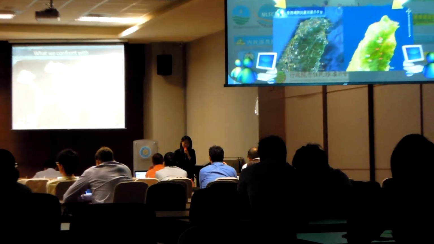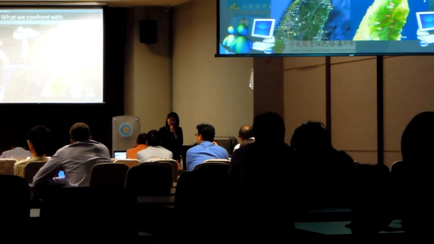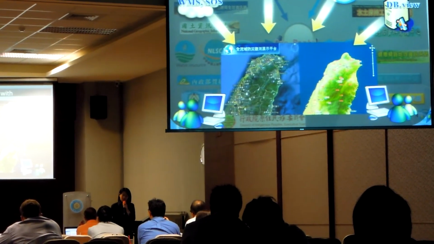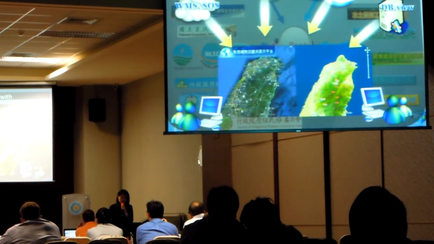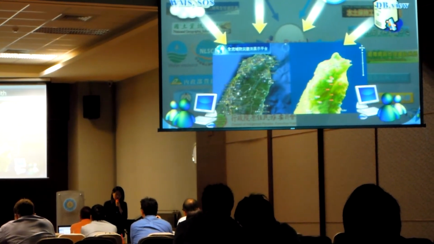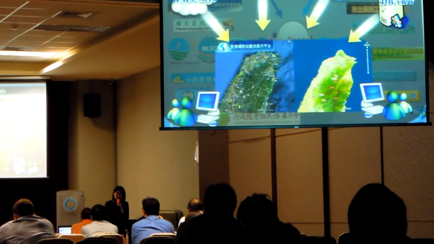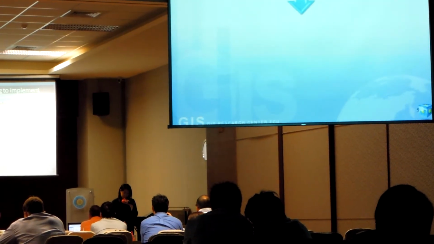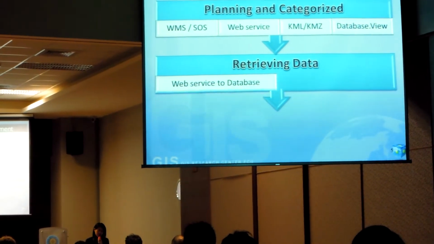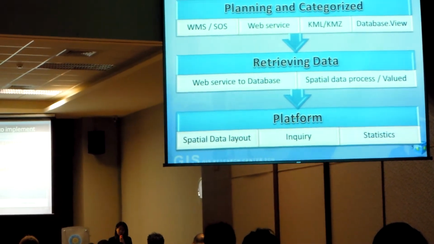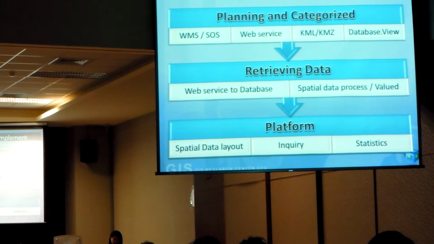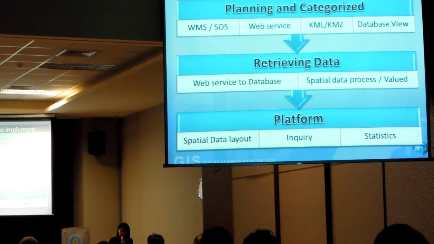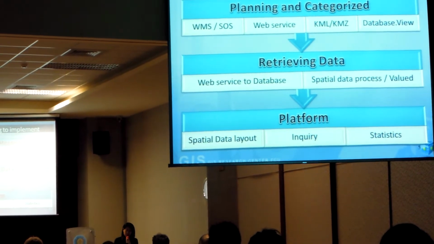So under limited time and resources, we put our goal into two phases. The short-term goal is to try to grasp all this data based on the original way the data is offered, and integrate it into one platform for initial references on decision making. So under such conditions, we categorize all this data into 4 types: the WMS for GIS data, SOS for monitoring data, web services, KML or KMZ, and the data connections.